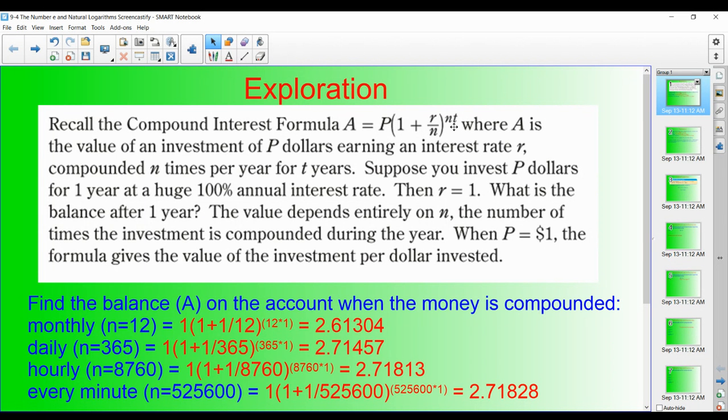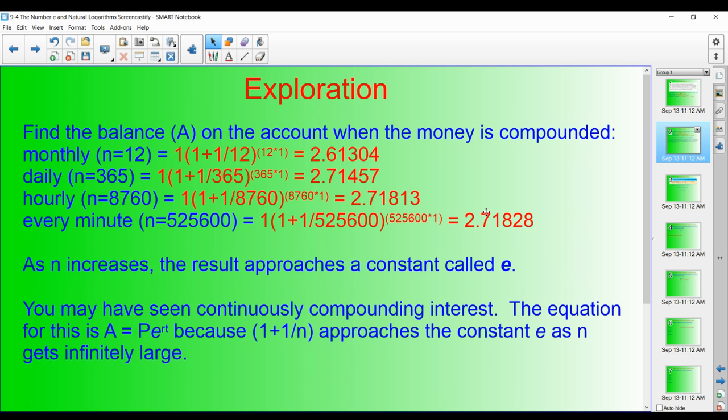Now, let's suppose we're putting $1 in, and I want to see how much $1 becomes after the end of the year, if it compounds monthly, daily, or hourly, or every minute. And we're going to start seeing a pattern. So, if I put $1 in and it compounds 12 times per year, I wind up with $2.61 and a little extra, so 2.61304.